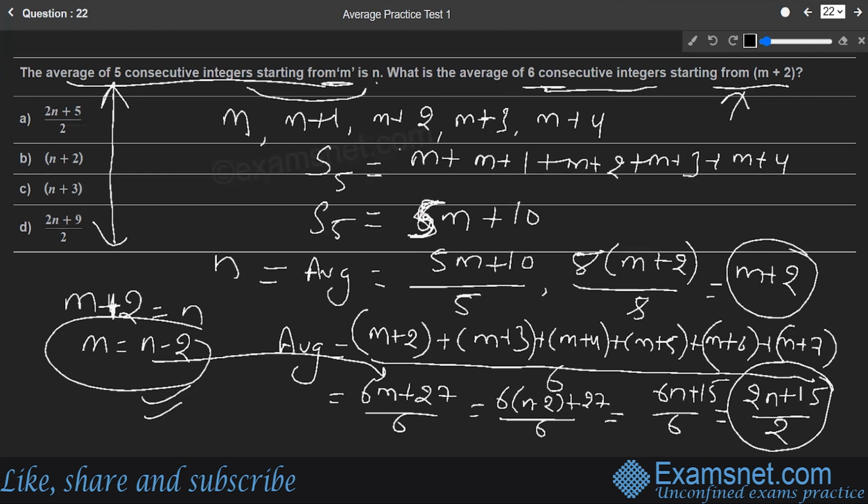Let us see where all this is available. This is 2n plus 5 divided by 2. It's available in option number A. So that becomes the right answer.